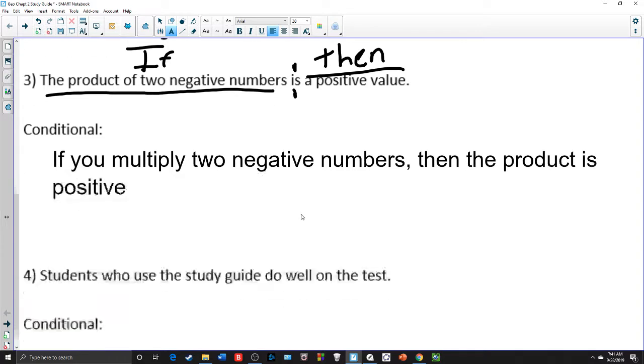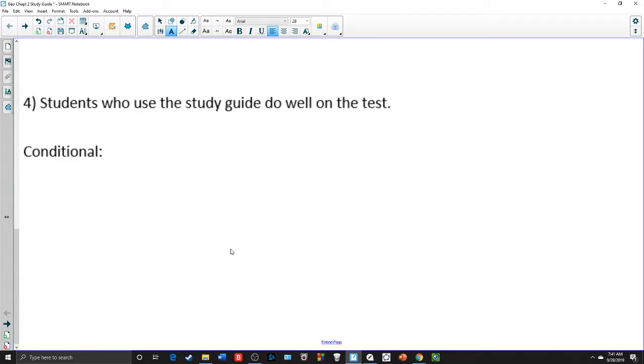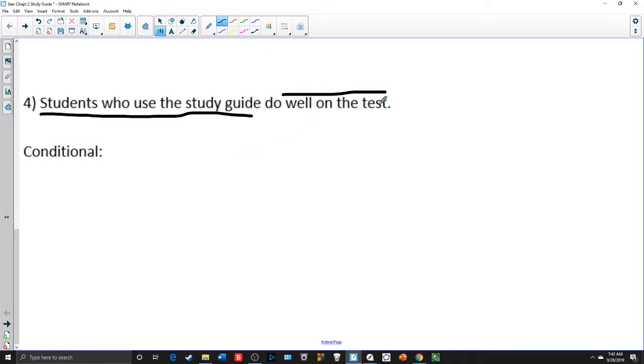But if the is not present, like in number 4 here, it says students who use the study guide do well in the test. Then you have to kind of think in terms of cause and effect. So what's the cause happening here? Well, the cause is students using the study guide. What's the effect? Well, the effect is doing well on the test.